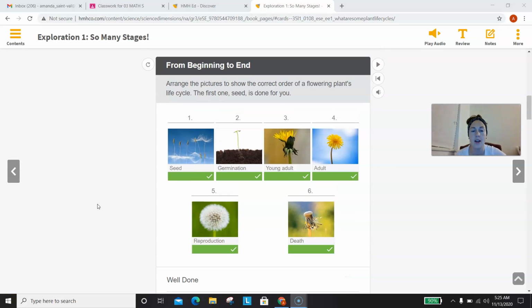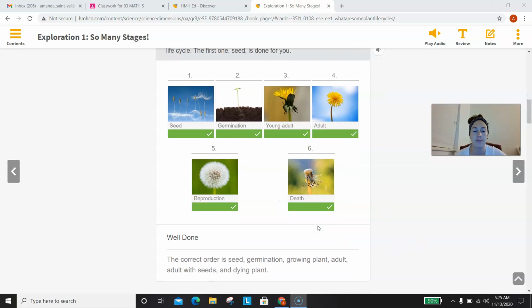So this was the flowering plant that you should have done, and these are the steps of them. Seed, germination is when it sprouts. Young adult, reproduction. So this is how the dandelion seeds just go and fly. It's from the wind or we blow them. I know a lot of people blow the dandelion, and then they die. And that's the life cycle of that flowering plant.